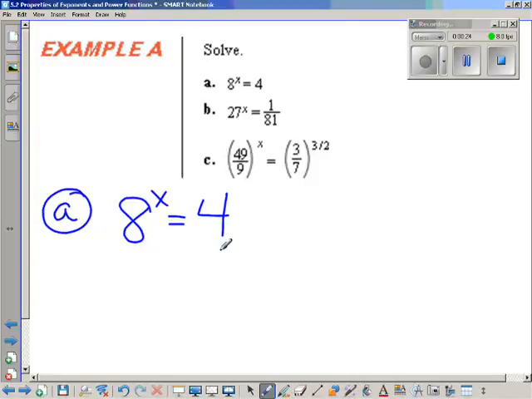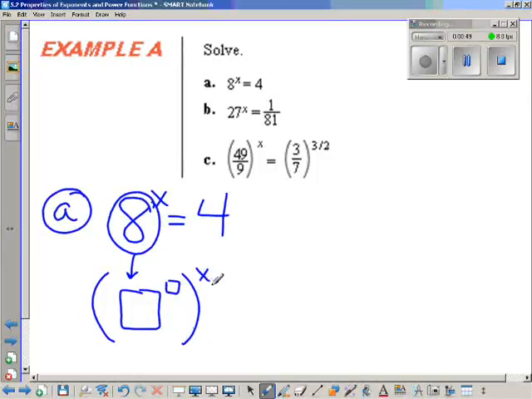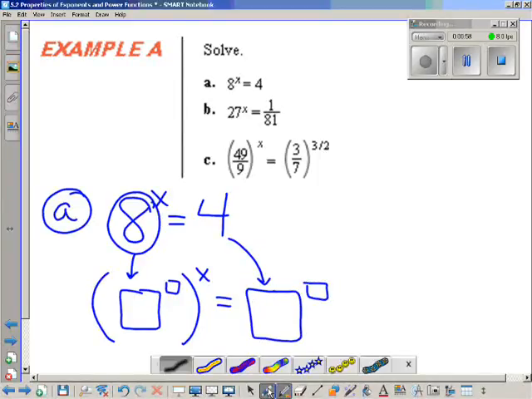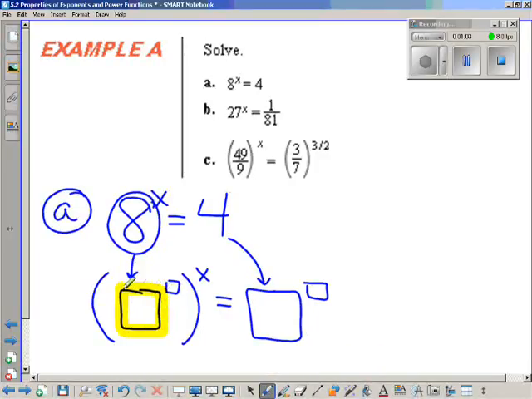Can you turn 4 into a base to a power? And can you turn that 8 into a base to a power? And can the bases be the same? So can this little 8 become something to a power? We still have the x up there. And can this 4 become something to a power? And the key is to have these two somethings be the same base.